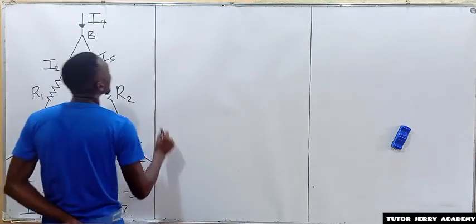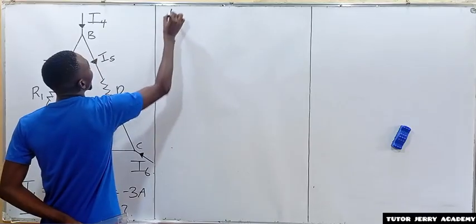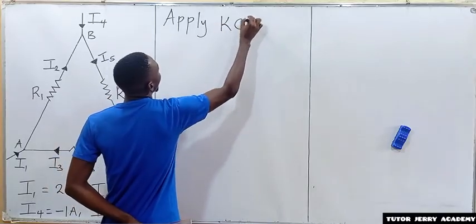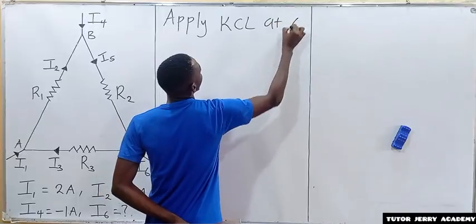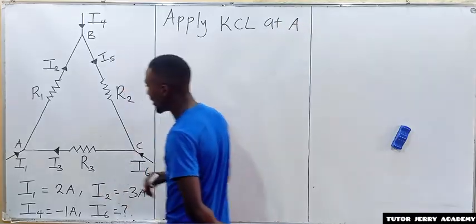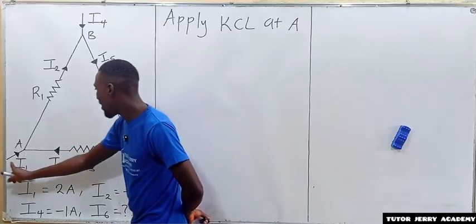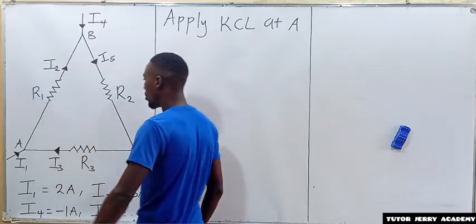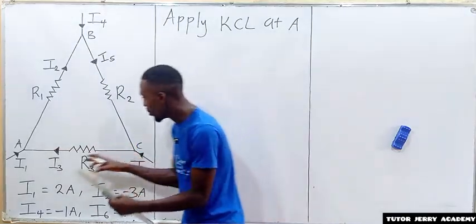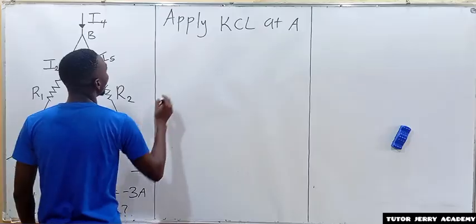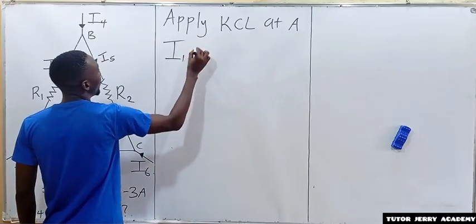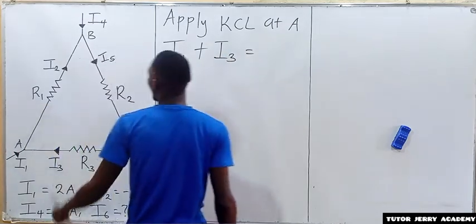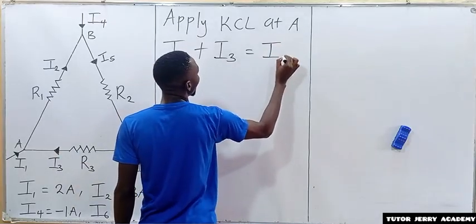All right, so we are going to apply KCL at A. At node A, we have I1 coming in, we have I3 coming in, and we have I2 going out. So the summation of current entering node A is I1 and I3. So we have I1 plus I3 equals the summation of current going out, which is I2.